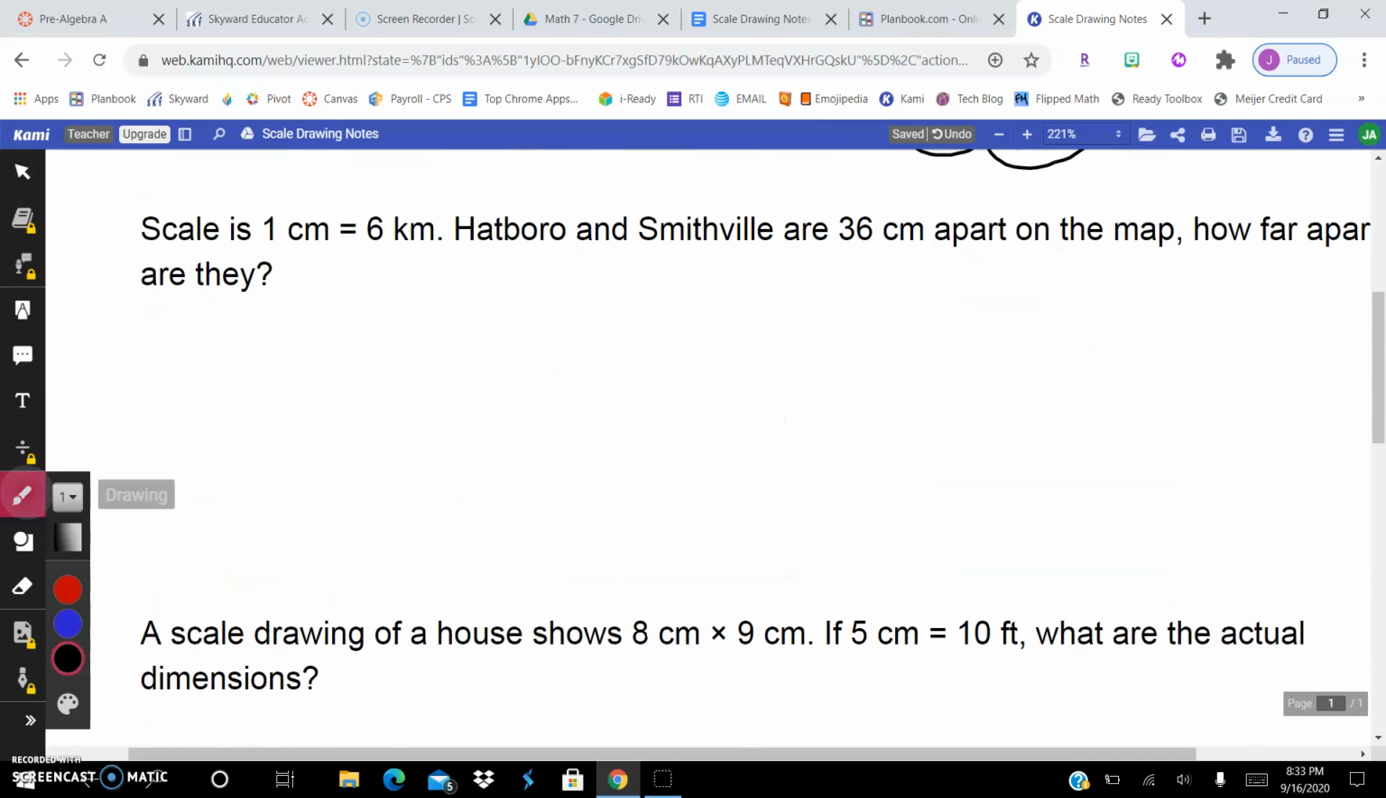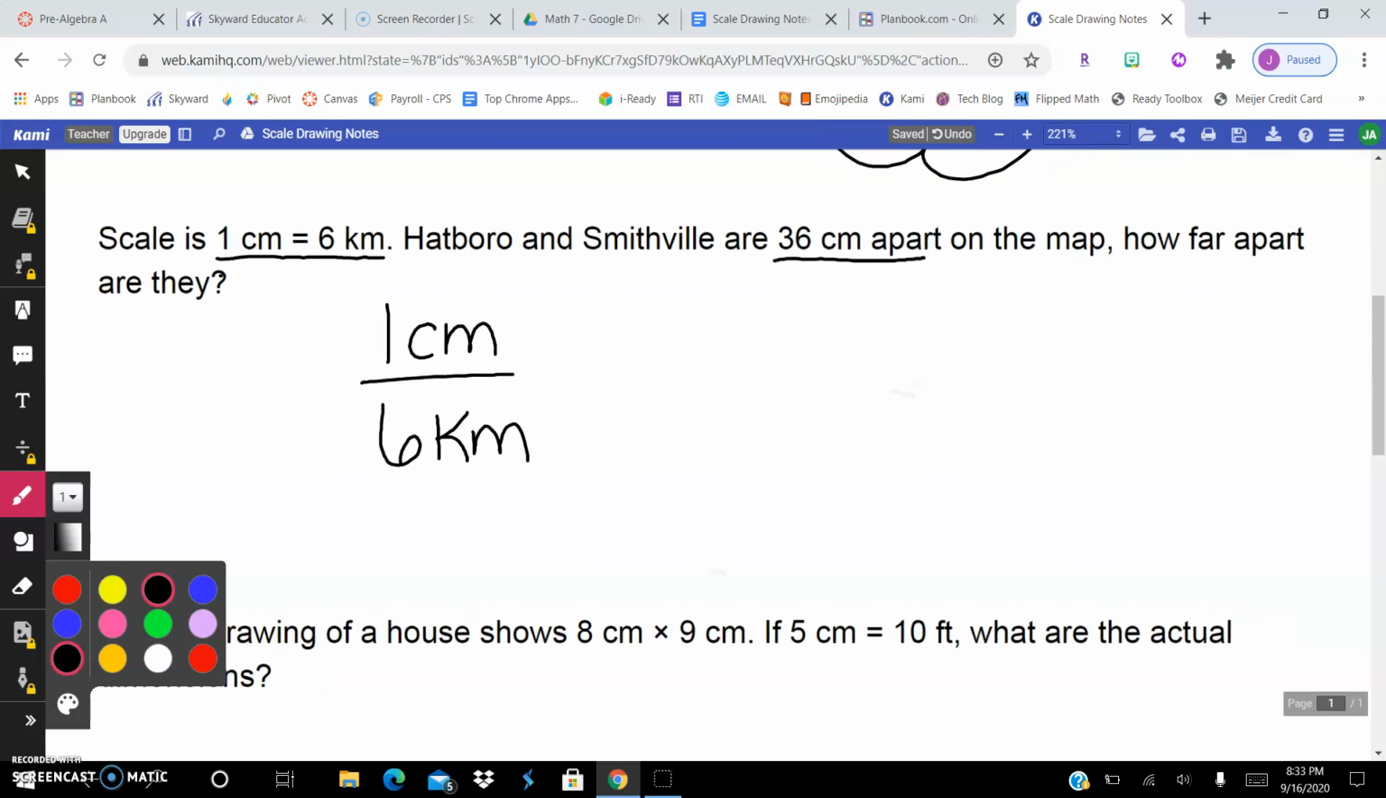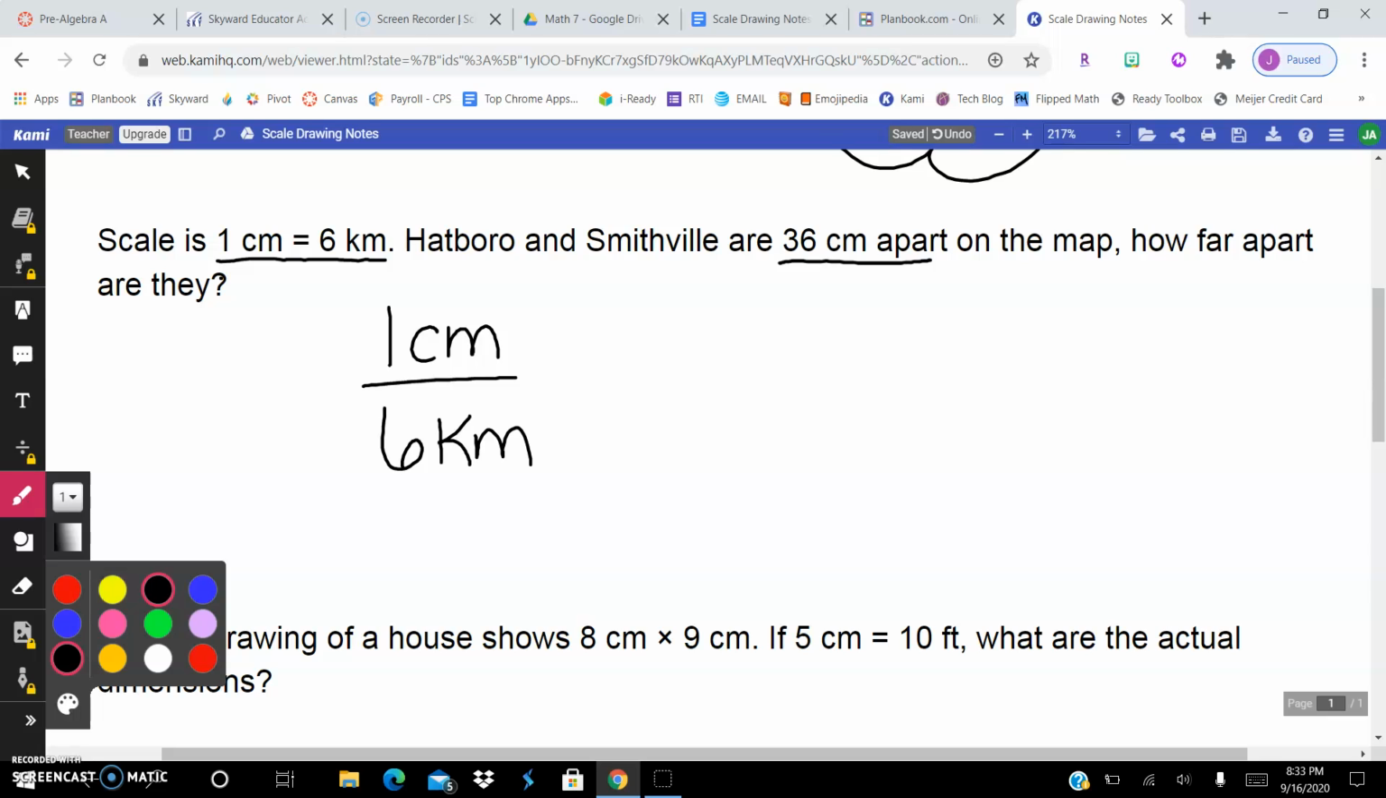The next question says that a scale is 1 centimeter equals 6 kilometers. So that's going to be our starting fraction, 1 centimeter over 6 kilometers. Hatboro and Smithville are 36 centimeters apart on the map. How far apart are they really? So 36 centimeters. So again, line up your units, make a second fraction.